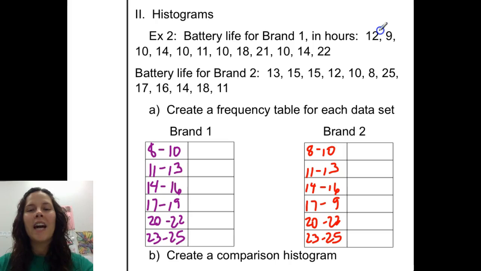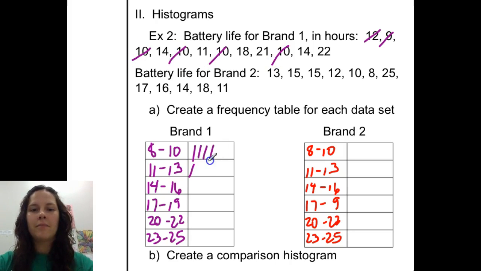And then we tally how many data values fall into each category. Starting in order, we have a data value of 12, so I will tally that for brand 1. 9, 1, 2, 3, 4 tallies for 10. 14 has 2 tallies. 11, 18, 21, and 22 end up in the same interval.